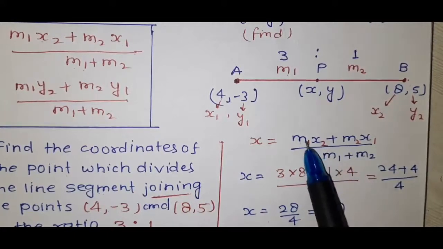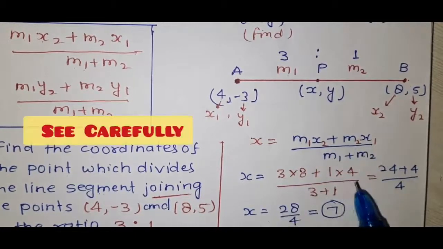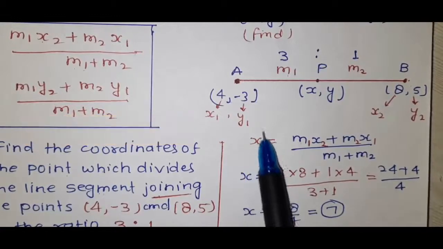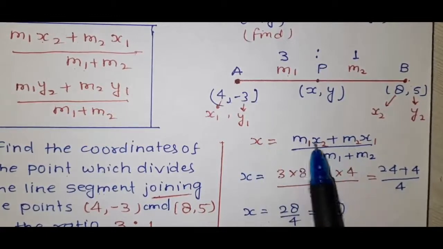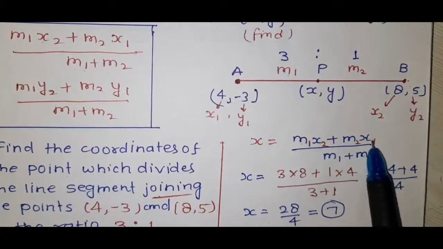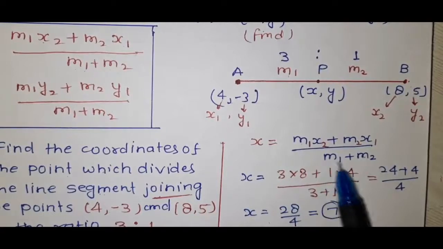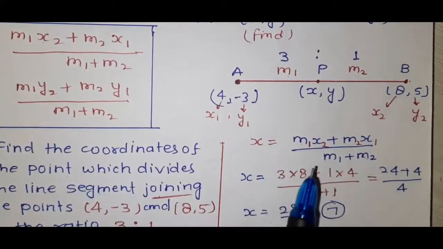As I told you, in between I will tell you how you can learn it easily. So, M1 X2 plus M2 X1 by M1 plus M2. To learn this formula it is very simple to write down. Suppose we are going to find the coordinate X. So we'll write the formula as Mx plus Mx, divided by M1 plus M2, because in the denominator it will be the summation of the ratios in the case of internal division.